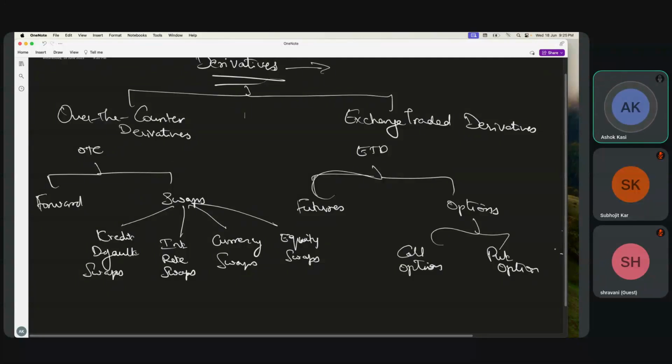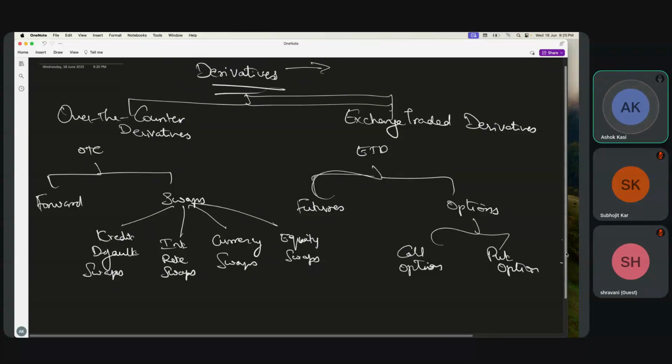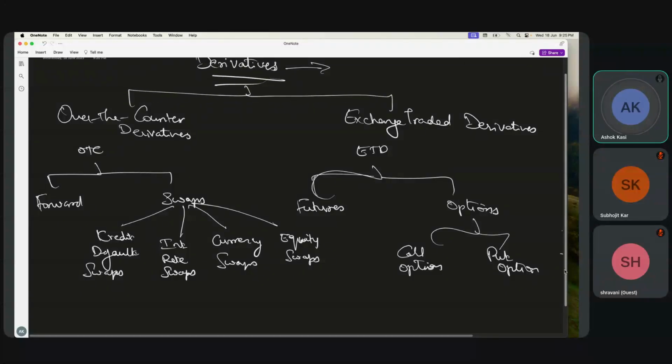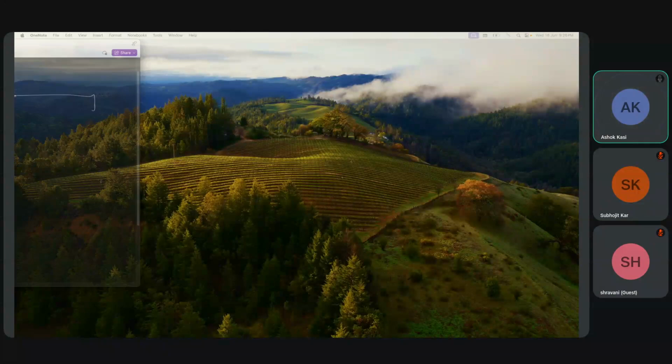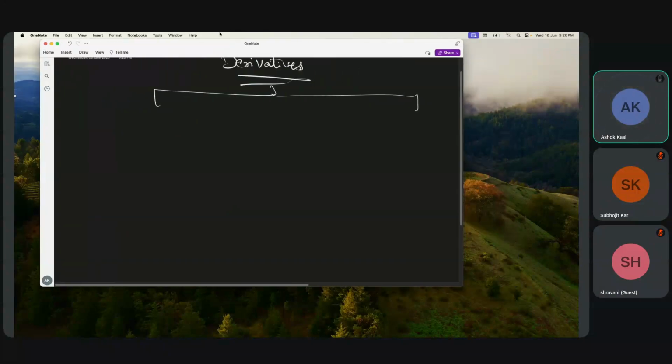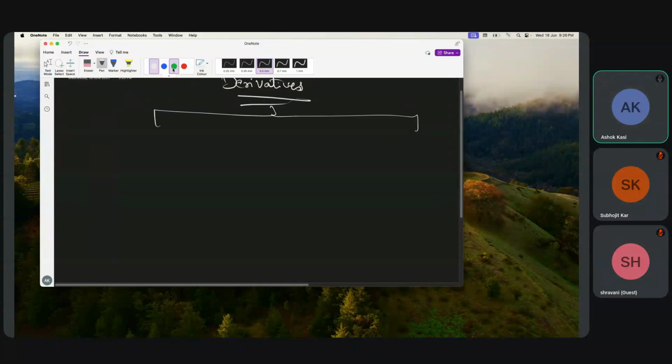So what do you mean by derivatives? Okay, so derivative means, oops, this part is gone. I'll just quickly write OTC, just 1 minute. Hold on.